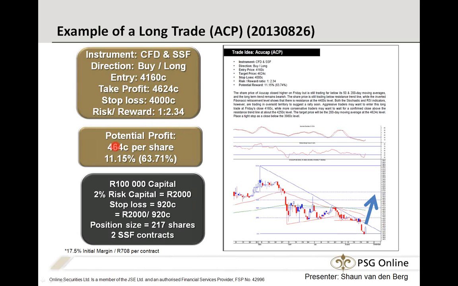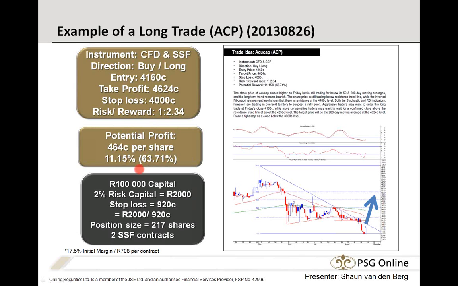In this situation, I had a potential profit of 4 Rand 64 per share, and that's the difference between when I bought it and when I sold it. That is a percentage of my entry price, a potential of making 11%. As a percentage of my 17.5% margin on CFDs, that would give me a 63% return. It's better to look at it that way. It helps you work out the profitability, and that helps you with risk management.